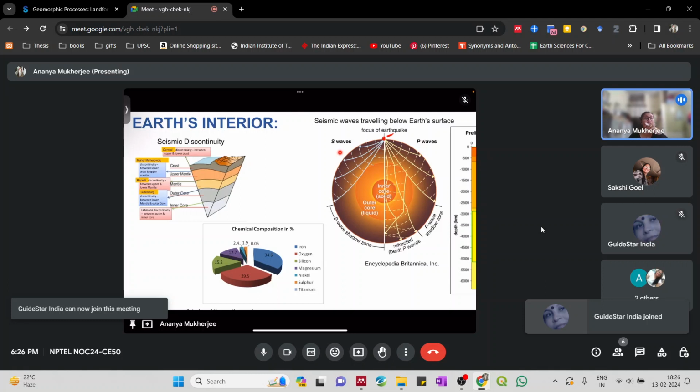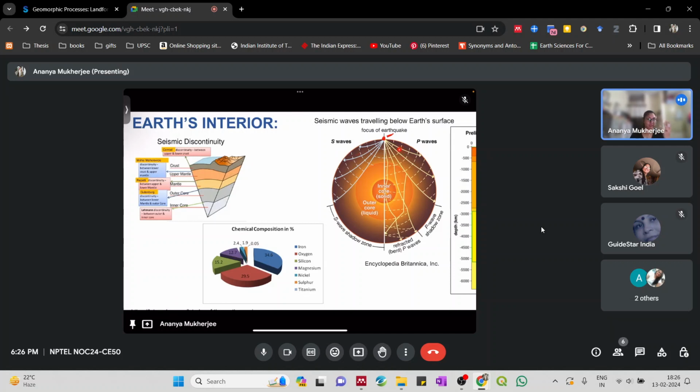Okay, so the P waves and the S waves both have different kinds of properties. P waves can pass through both solid and liquid, but S waves do not generally pass through liquids. So they cannot pass through liquids. So all the different kinds of understanding that we had, that this layer is solid but this layer is liquid, S waves help us in understanding these variations within the Earth's interior.